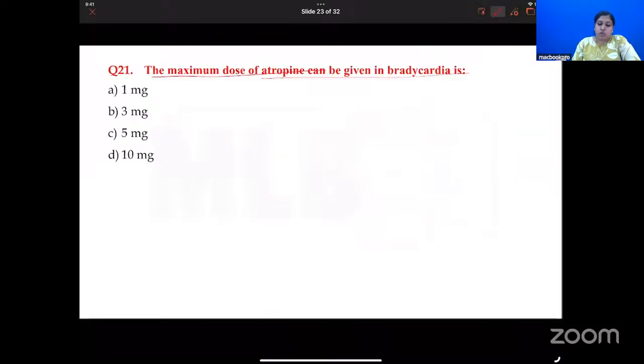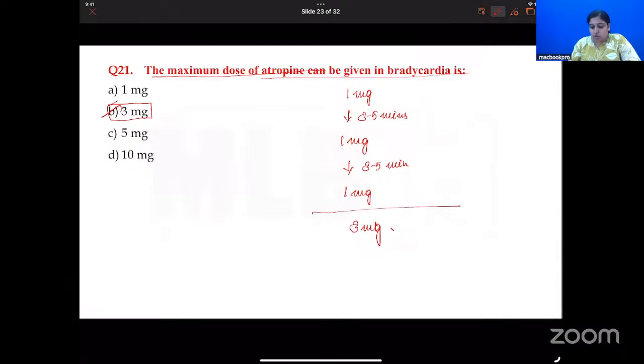The maximum dose of atropine given in case of bradycardia. It's a very, very easy question. I hope everyone will answer appropriately. What is the maximum dose of atropine which is given in bradycardia? As you all know, the maximum dose which we give is 3 mg. What is the regimen? Initially, you will give 1 mg. After 3 to 5 minutes, you will give another 1 mg. And after 3 to 5 minutes, if the bradycardia has not reverted, you will give another 1 mg. So total 3 mg only you have to give, not more than that.